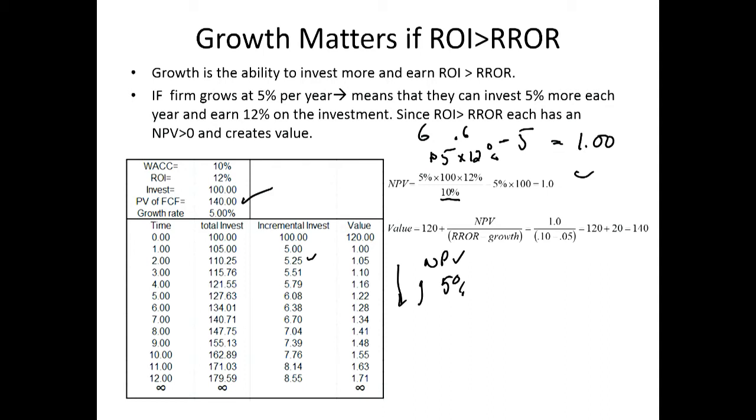So I could have done that directly by just saying, okay, the value is 120, which is the original 100, plus the next NPV, which is 1, divided by the required rate of return, WACC, minus the growth rate. This is worth 20.